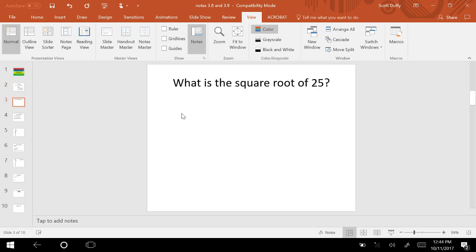What is the square root of 25? Well, we know that 5 squared equals 25, and also negative 5 squared equals 25. So going backwards, the square root of 25 is either positive 5 or negative 5.